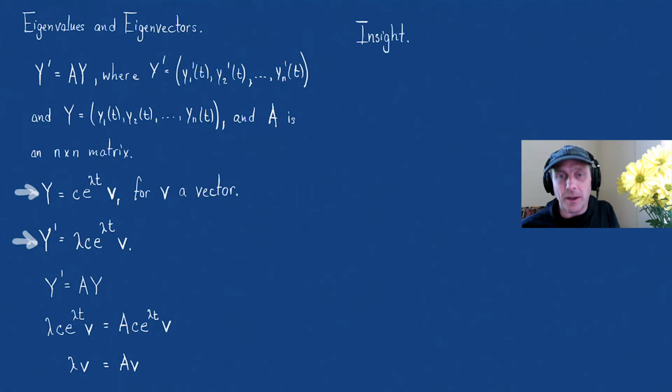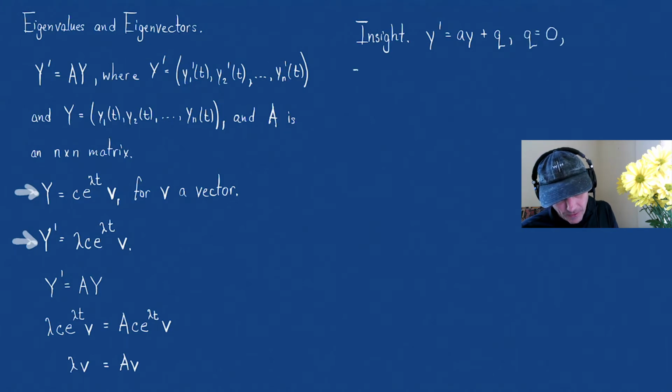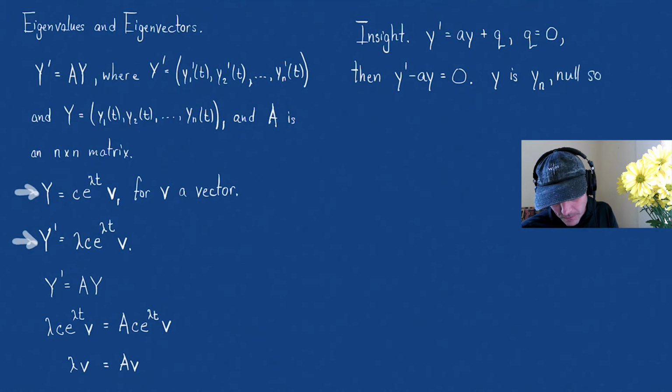Remember, we spent our time in this class, we began out as y prime equals a y. But what we found is, and then what we did is we added q. Well, when q equals 0, then this could also be rewritten as y prime minus ay equals 0. And what did we find then? Well, then y is y sub n. It's the null solution.